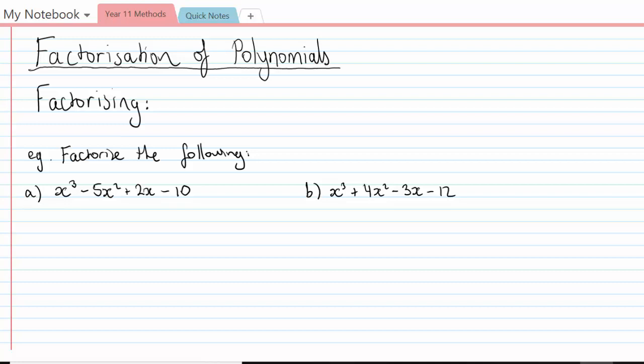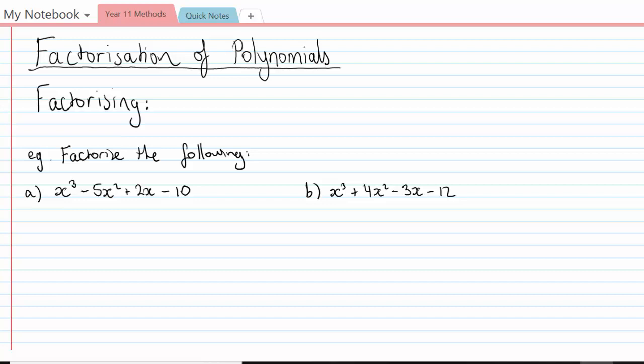Alright, so in the second video, we're going to have a look at factorizing polynomials, and in particular we're just going to look at cubics, but this same process can be applied to any higher order polynomial. So you might have a quartic or quintic equation, and they can all be factorized in this way.